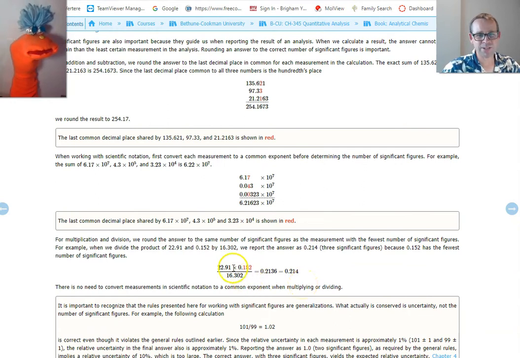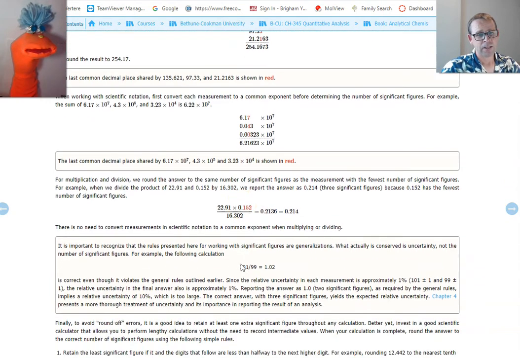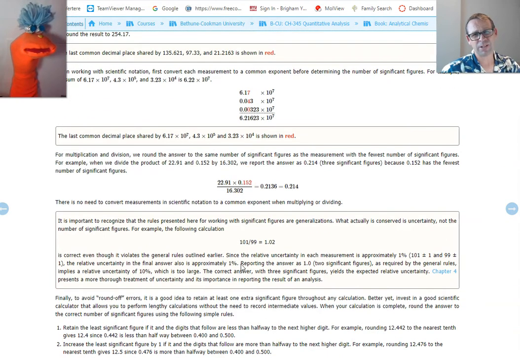In multiplication and division, right, that's the easy one. You just count the significant digits in the different numbers that you're multiplying or dividing. This one has 3, this one has 4, this one has 5, and then we use the one that has the fewest number of significant digits. Now, I rarely find myself in a scenario where I need to be terribly careful about the number of significant digits. But I think what's more important is understanding.